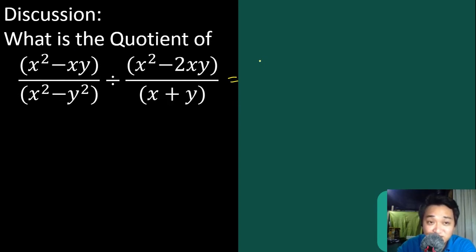The first rational algebraic expression could be written in the form of x times x minus y. O bakit? Kasi tinanggal natin or finactor out natin yung greatest common factor or yung GCMF, greatest common monomial factor. Sa denominator niya, we can rewrite that as, take note, it follows the difference of two squares. So that is the same as x minus y times x plus y.